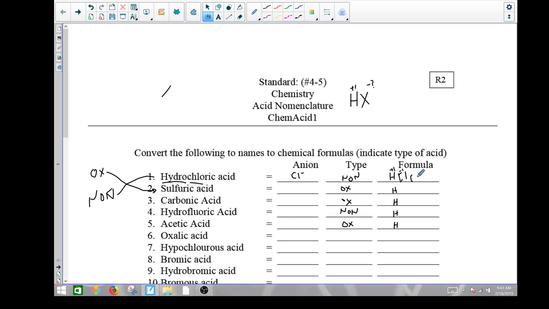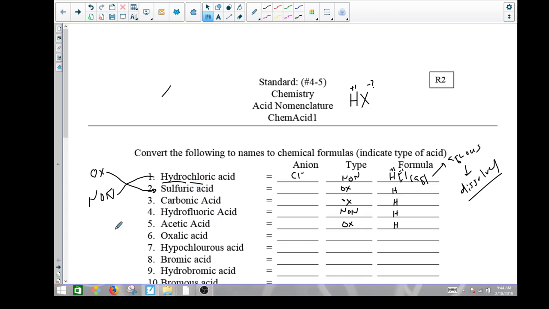Now you might see an AQ on the end here, and what that means is simply aqueous. Aqueous just means dissolved in water. Be aware of that. It is typically a requirement for acids, but it isn't necessarily what makes it an acid. You need two things: in water and H out front.